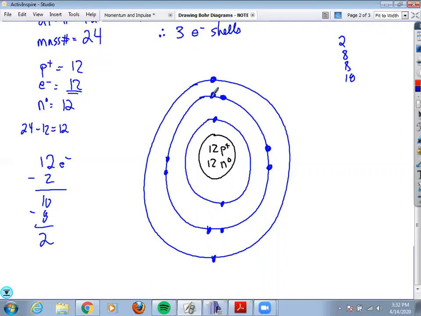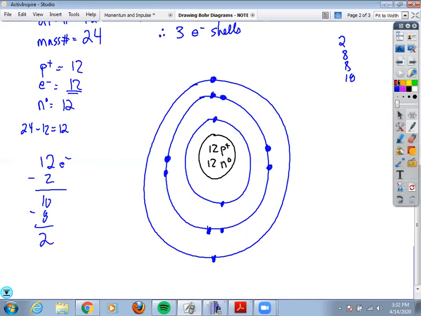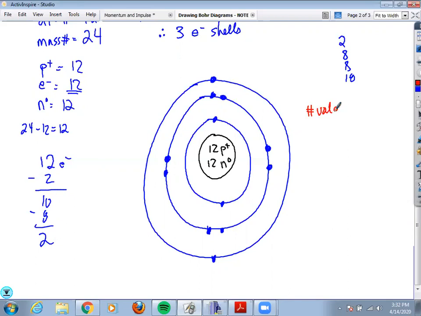If we count up the number of dots, so it's a bit bigger so we can see them, we have 1, 2, 3, 4, 5, 6, 7, 8, 9, 10, 11, 12. 12 electrons in total. And just for learning, the number of valence electrons would equal 1, 2. So there are 2 valence electrons in the outer shell.